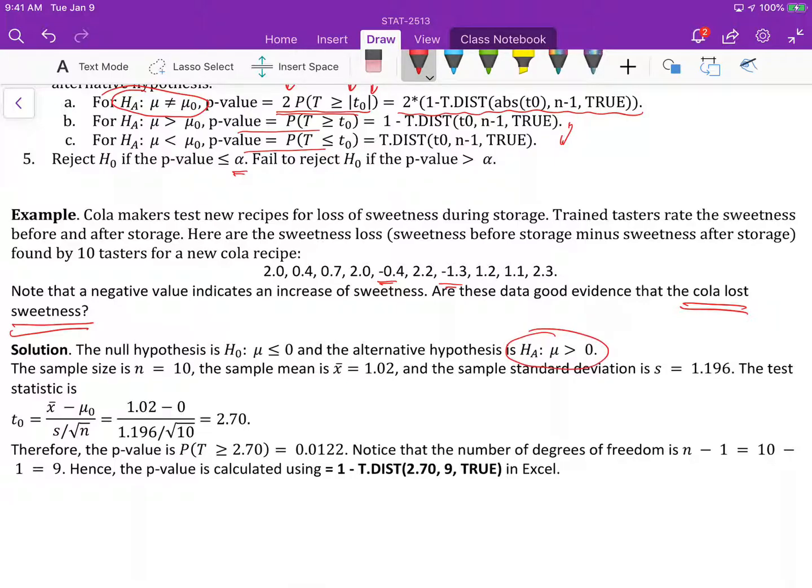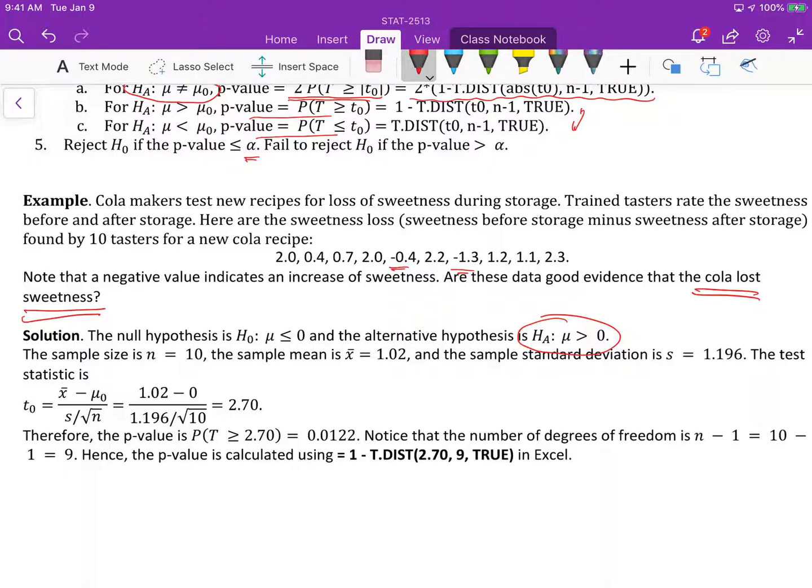If you want to identify the hypotheses, usually we first identify the alternative hypothesis, because the alternative hypothesis is what we want to prove. Here we want to find evidence for loss of sweetness, and the loss of sweetness corresponds to a positive number. So the alternative hypothesis is mu greater than zero, and the null hypothesis is the complement, mu smaller than or equal to zero.